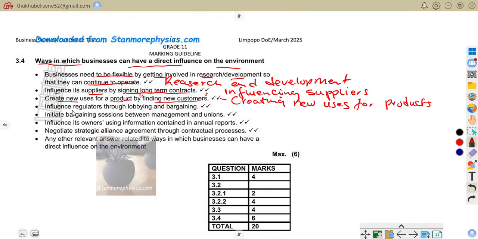So that's that. Influence regulators through lobbying as well as bargaining. So here we're talking about influencing regulators. Influencing regulators. So business lobby government to shape policies. That is that.